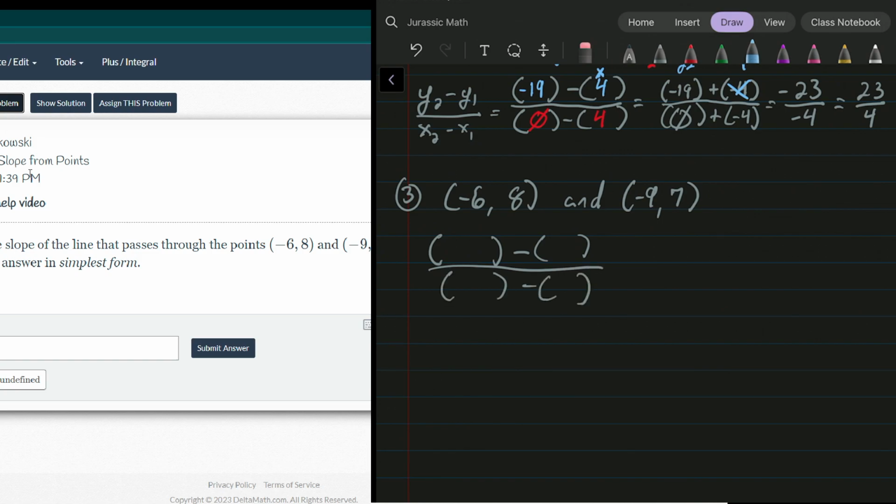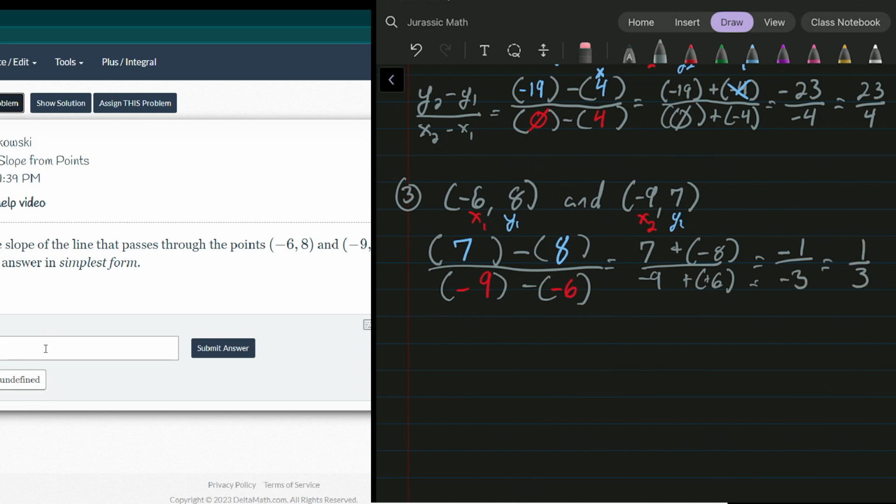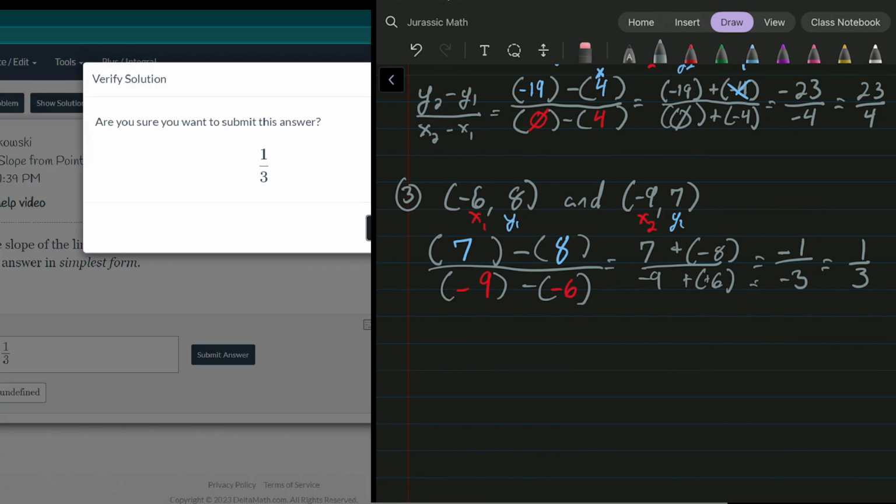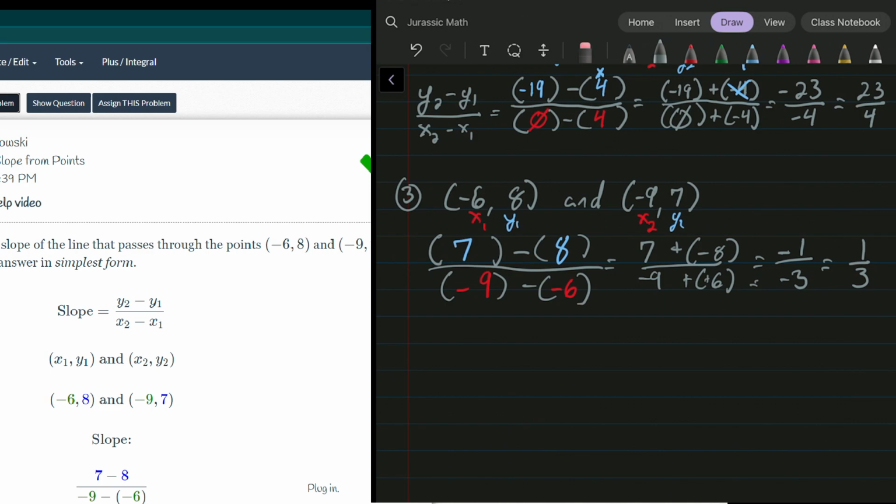So, x, negative 9, because you always do the second one first, and a negative 6, y1, y2, 7, and 8. Keep, change. So that's going to be a negative 1. And then keep, change. That's going to be a negative 3, which leaves us with 1/3. And there we go. So that one's done.